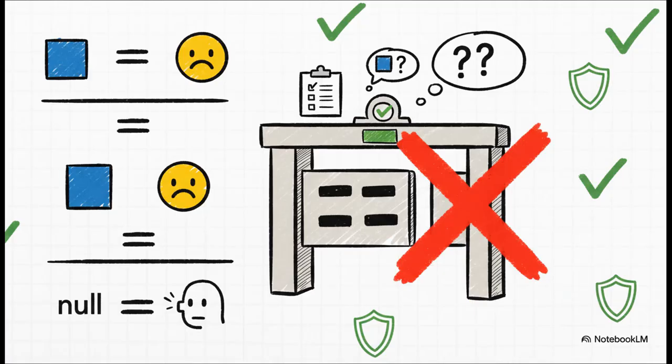This is exactly why strict equality is your best friend for writing predictable code. It compares both the value and the type. There's no hidden magic, no automatic conversions. With triple equals, 0 is not equal to false, and null is not equal to undefined. What you see is exactly what you get.